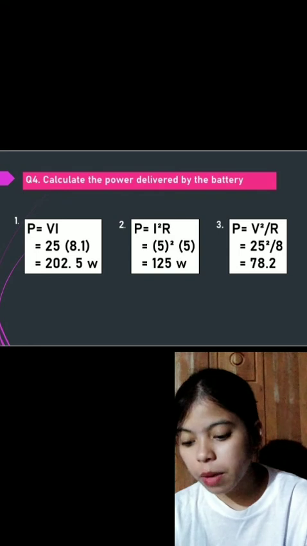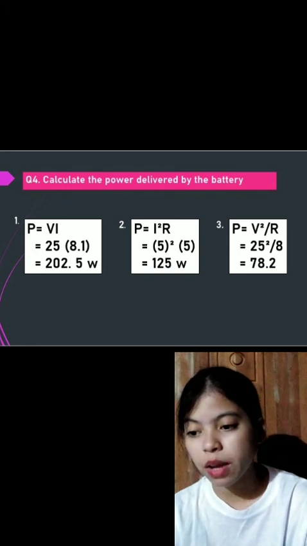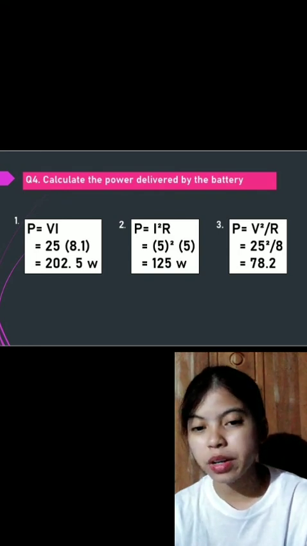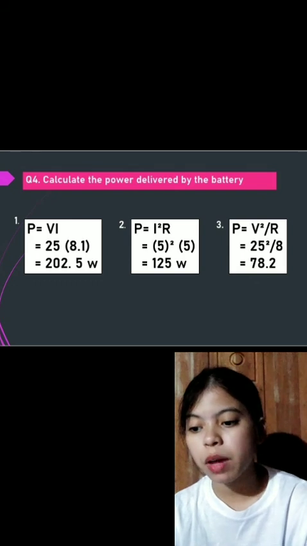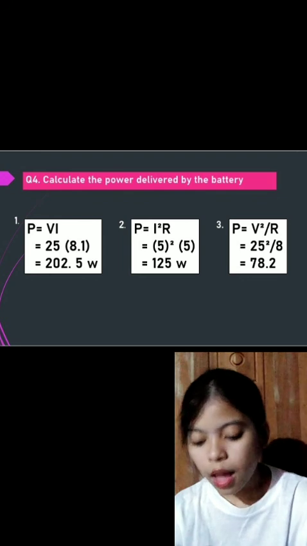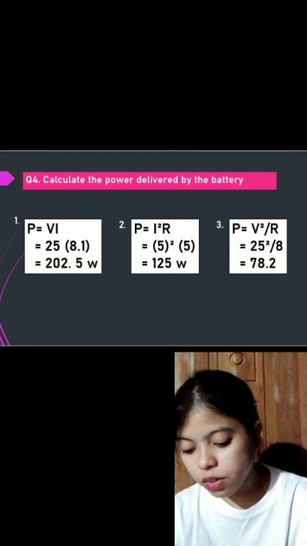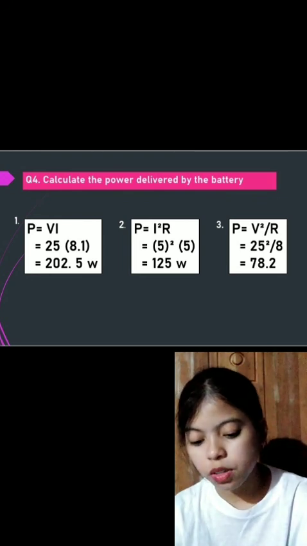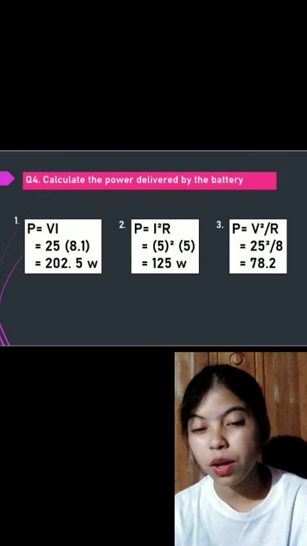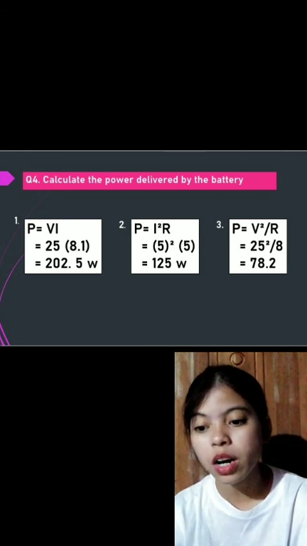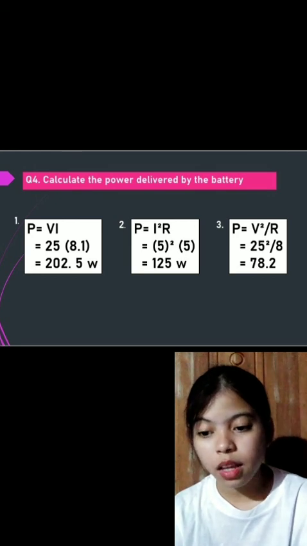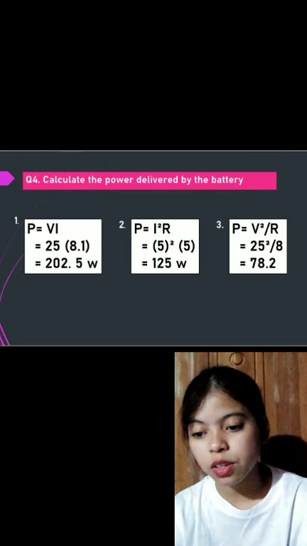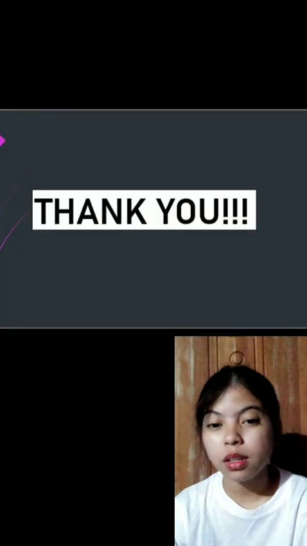But in the 5 ohm resistor, we will have P equals I squared times R. So we will have 5 squared times 5 equals 125 watts. And lastly, for the 8 ohm resistor, let's use P equals V squared divided by R, which is 25 squared divided by 8. So we will get the final answer, which is 78.2 watts. And that would be all. Thank you.